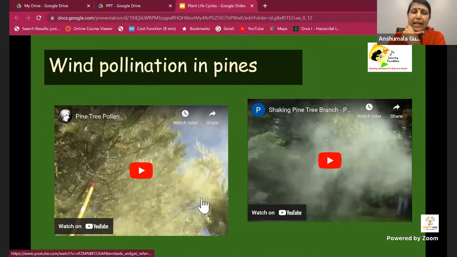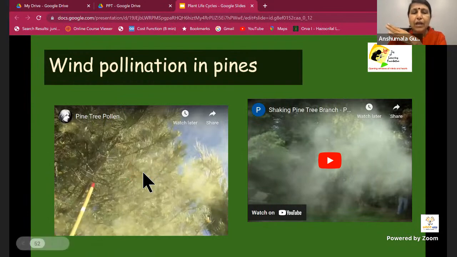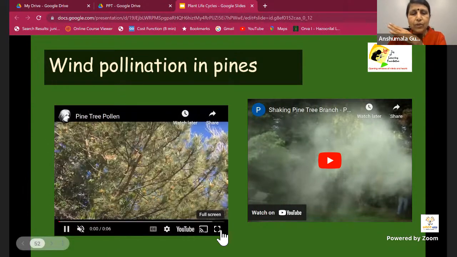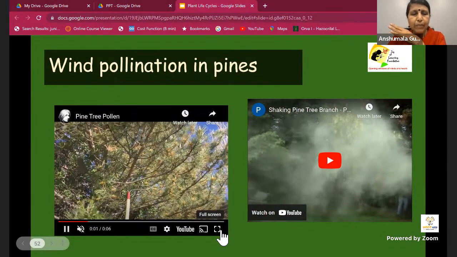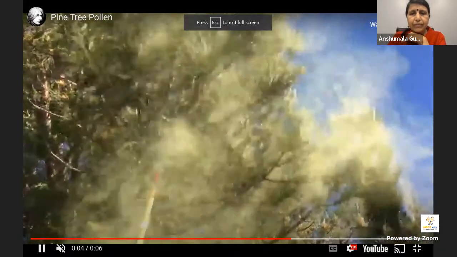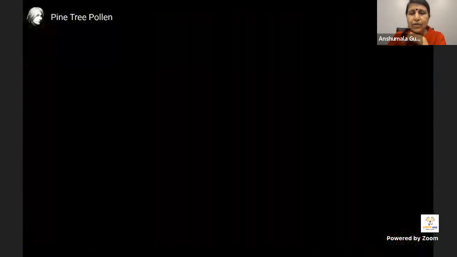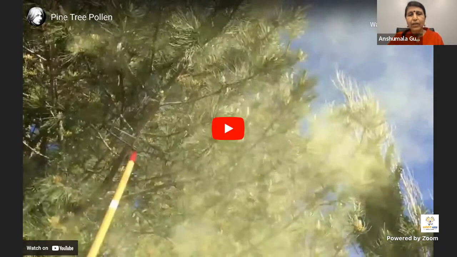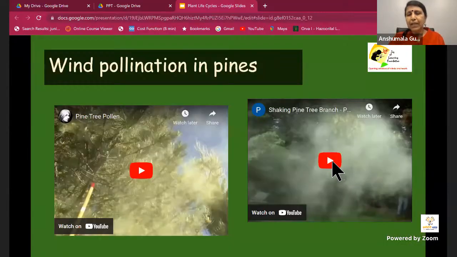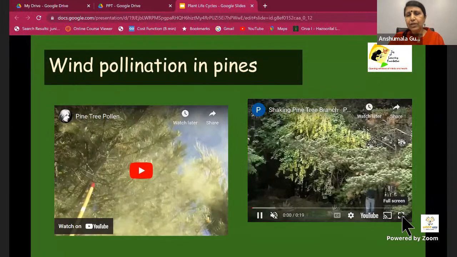And wind pollination in pine trees. Pine trees have cones. They don't have flowers, but they are wind pollinated. So here, so much pollen. If you shake it, so much pollen. The same thing here in both videos.